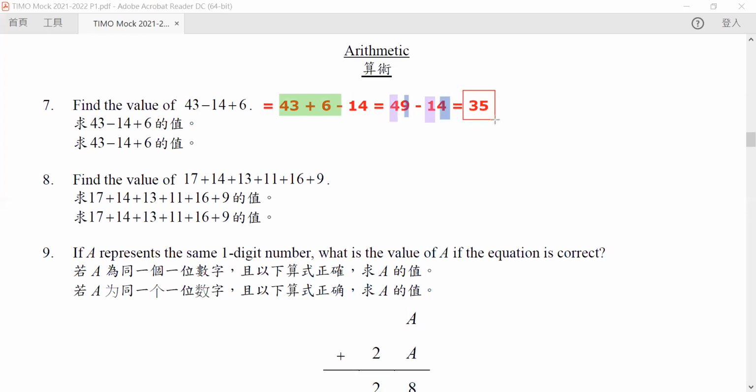Now, again, you can, if you wish, try to do it from left to right, and there is no problem for doing this. But if you try to do it following the same order as our questions, you will face something like this. So it will be 43 minus 14 plus 6. And for 43 minus 14, the answer will be 29. 29 plus 6, and again, you will get 35.